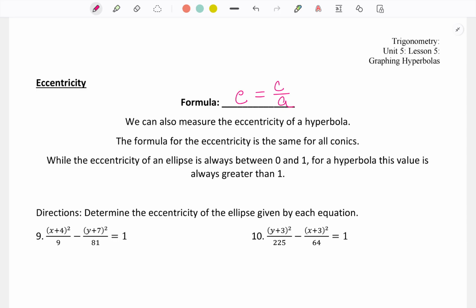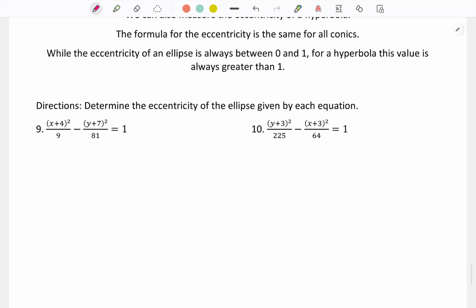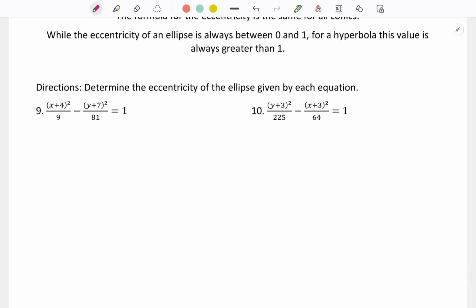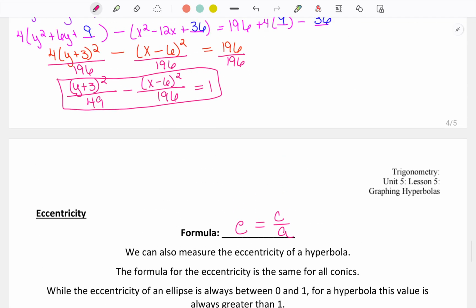So one thing you can do to find out if you have an ellipse or a hyperbola when you're just looking at the equation is find your C and then calculate your eccentricity, because it will actually tell you. So for these two equations, we are going to look and see what the eccentricity is. So for number 9, we have 9 and 81 as our denominators. So c squared is going to equal 9 plus 81, which is going to be 90. So c is the square root of 90.